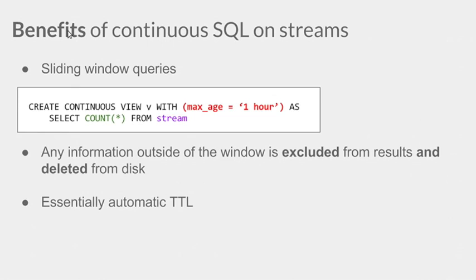So a second major benefit of continuous queries, and this is probably the most popular thing that our users use the system for, are sliding window queries. This allows you to look at information that's only relevant within a predefined window of time. In this case, you can define this query with a max age of 1 hour, and anytime you select from this continuous view, the only data that you'd see is guaranteed to be relevant within the last hour. Anything outside of that window is physically removed from disk in the background, and trimmed out at read time. So you can essentially think of this as a sort of automatic TTL on SQL tables.